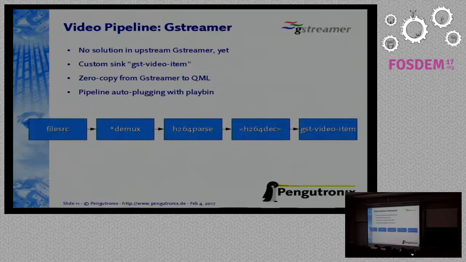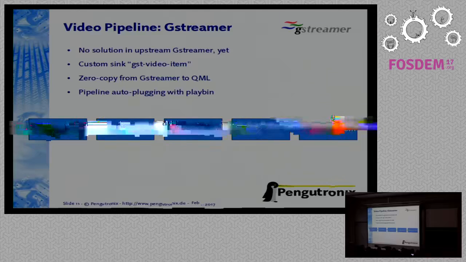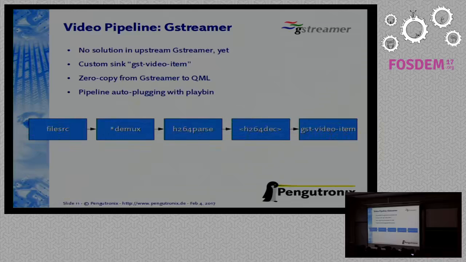Now comes the problem. How do we get the video frames into the EtnaViv driver? For that, there is no solution in GStreamer upstream yet. We wrote this ourselves as the GST video item you see down here. And it does a zero copy import from GStreamer to QML or EtnaViv using DMA handles in the kernel. This is one very important part I'd like to emphasize once more: we do not need to copy when we go from GStreamer to QML.